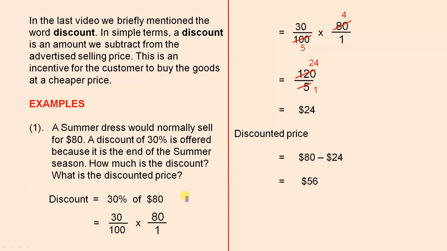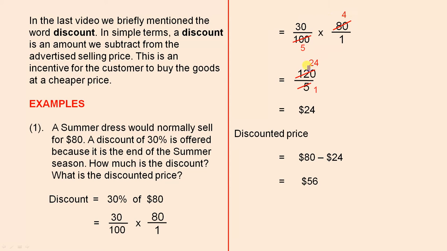So the discount, which is the amount that they're going to take off the initial price of the dress, is 30% of $80. And we saw previously how to work this out. 30 over 100 times 80 over 1. So here's the working. If you divide 20 into 100 and 20 into 80, 20 into 100 goes 5, 20 into 80 goes 4 times.